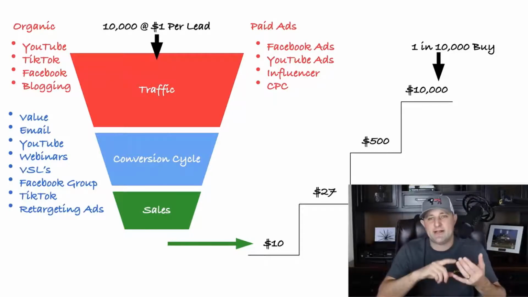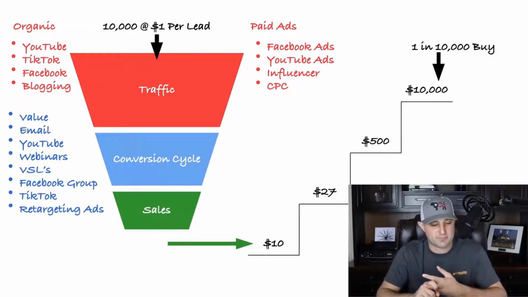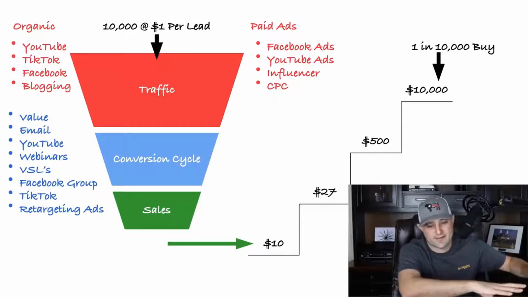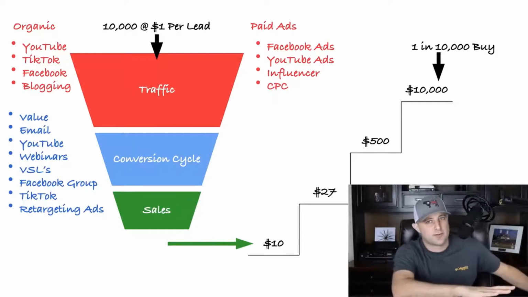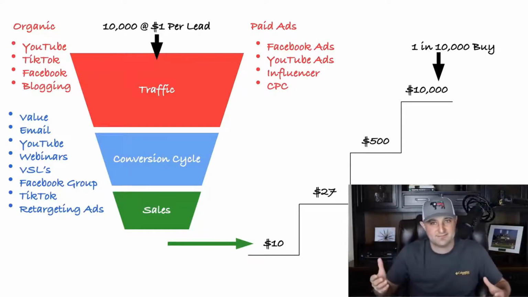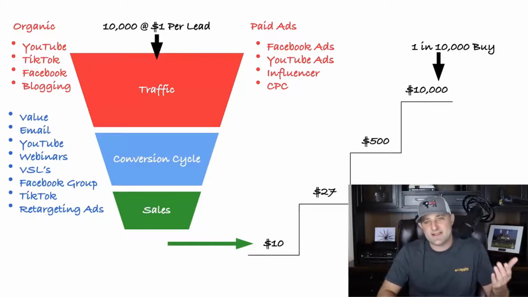What that means is everybody who bought a $10 product, everybody who bought a $27 product, everybody who bought a $500 product, and everyone on our email list who's going to buy something else we offer later down the road, that's all profit, because the one person out of 10,000 who buys the $10,000 product paid for all our ads, right? Email marketing is basically free. So that's how the whole thing works.